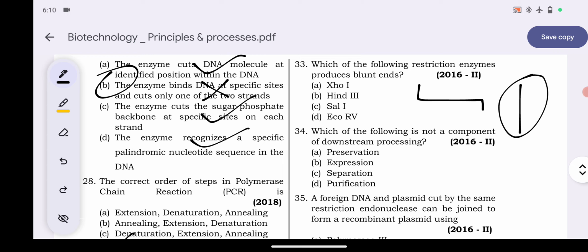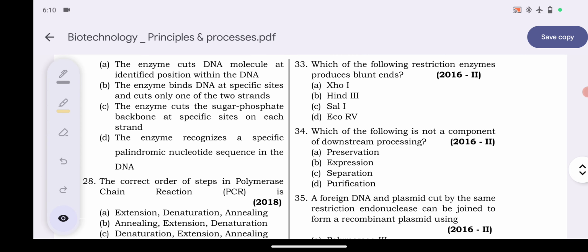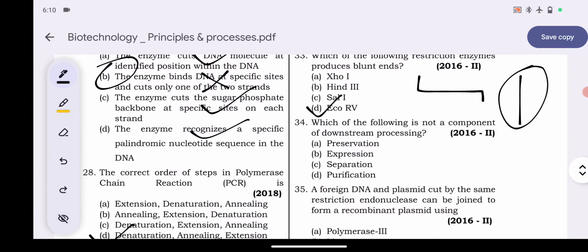Okay, so what will be the answer here? Which one is the blunt end? Which particular enzyme produces blunt end? So here your answer will be EcoRV. EcoRV is a type of restriction enzyme that produces blunt end.